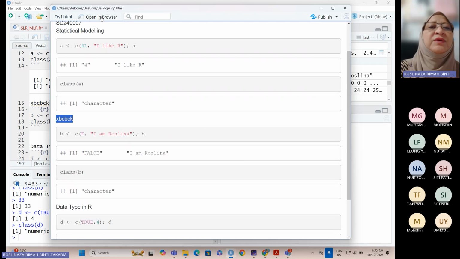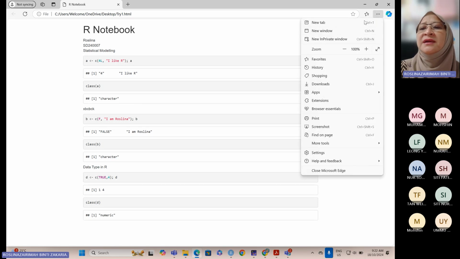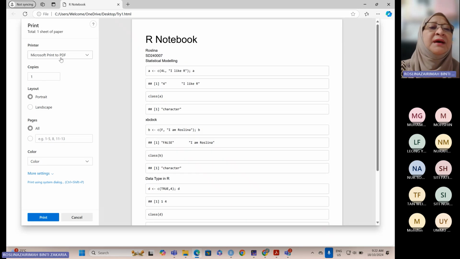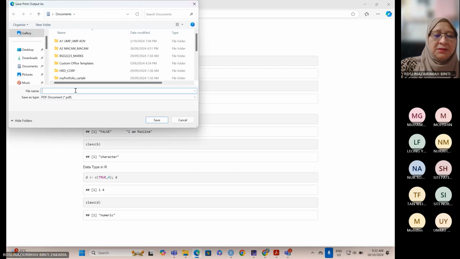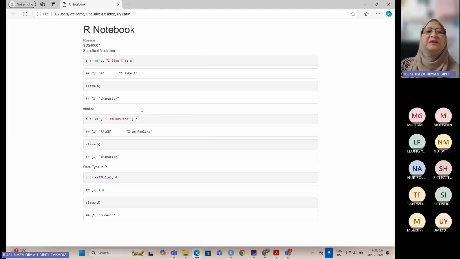And then if you want to send to me for the exercise, you take this three dots there and then just print. You print to Microsoft Print to PDF, then it asks you to give a new name. Let's say SD24007. I put it on the desktop so it doesn't mix up with my files. Then save. That will be the file that you are going to send to me.